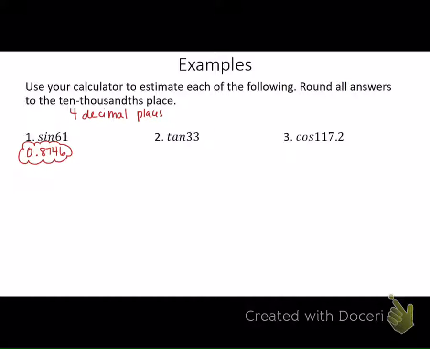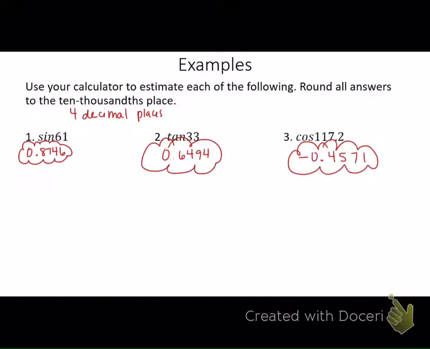Desiree, what did you get for the tangent of 33? 0.6494. Wrong room. Sorry. Across the hall. You're fine. I was like, I don't know who this is. Did 6494? Lindsay, what did you get for the cosine of 117.2? Negative 0.4570. 4570? Does it round up to 1? Maybe I didn't. Okay, guys, why is this one negative?